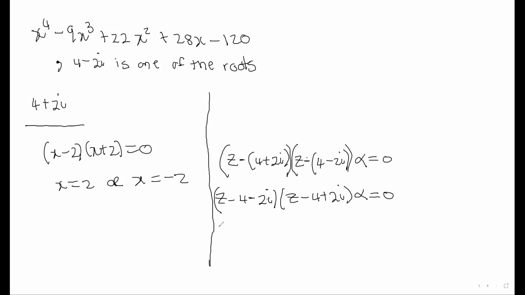Okay. We break the brackets again. Z is going to be squared, minus 4z, plus 2iz, and then we go to the 4 minus 4z. Multiplying, it's going to be plus 16, and we're multiplying, it's going to be minus 8i.